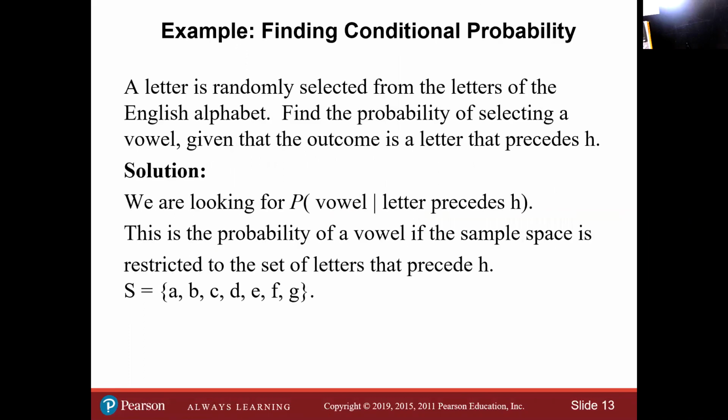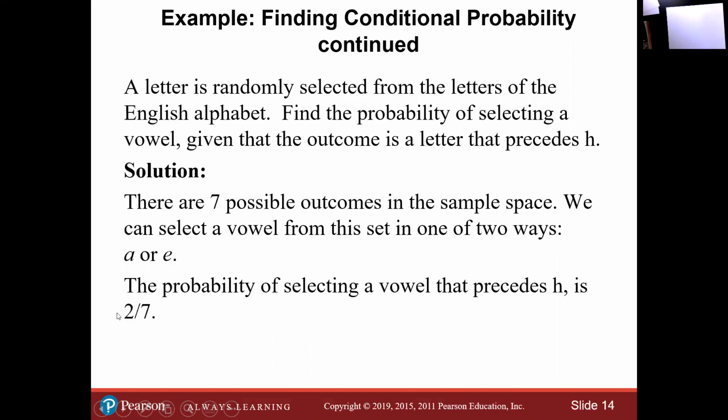Okay, a letter is randomly selected from the letters of the English alphabet. Find the probability of selecting a vowel given that the outcome is a letter that precedes H. Okay, so here our sample space is the letters that precede H. Now we do not include the letter H because H does not precede H. So we have these 7 letters here. What's the probability of getting a vowel given that it precedes H? Look at the letters that precede H. There are 7. How many vowels do we have? 2. 2 out of 7.